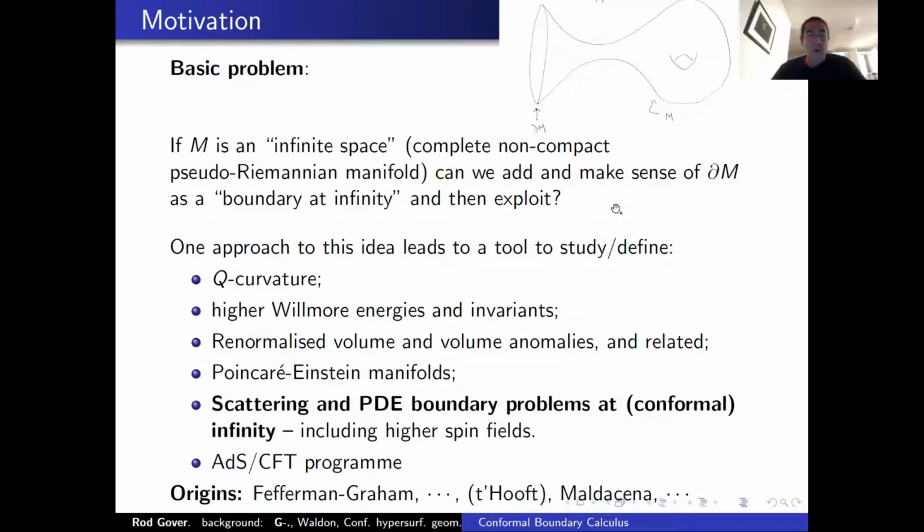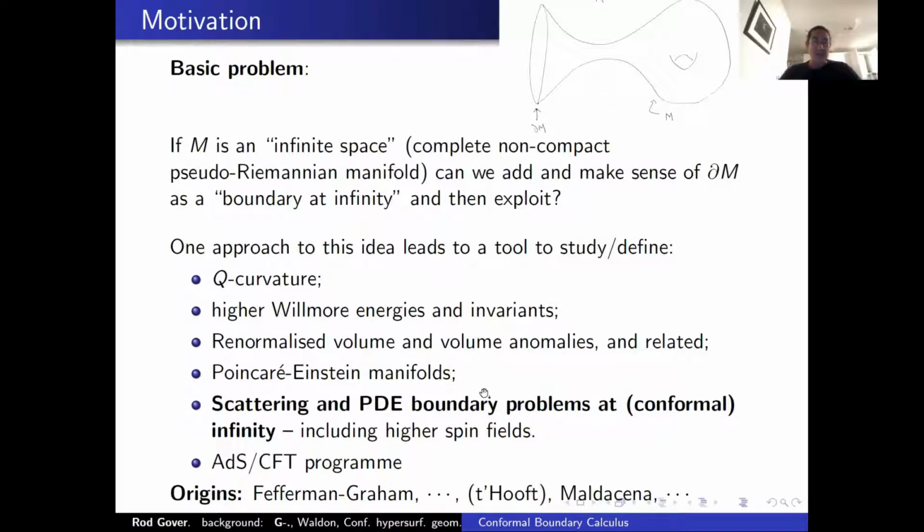So we're going to talk about conformal compactification starting on the next slide, but I just wanted to mention some keywords that come up linked to this, and these are things that have already been mentioned before. One is the Q curvature. It can be defined using this setting. More recently, we've discovered some higher Willmore energies and invariants. And these are actually related to Q curvature. These higher Willmore energies actually generalize the Q curvature, so I'll explain that in tomorrow's lecture. And these are all linked to renormalized volume of such things, and the calculation of volume anomalies, for those of you who know what that means. Otherwise, we'll touch on it tomorrow.